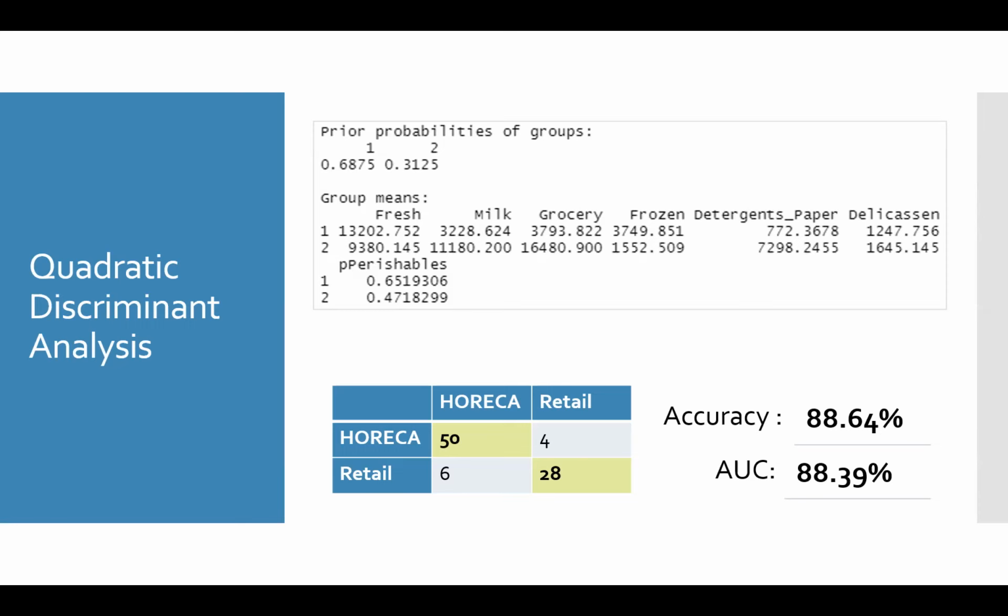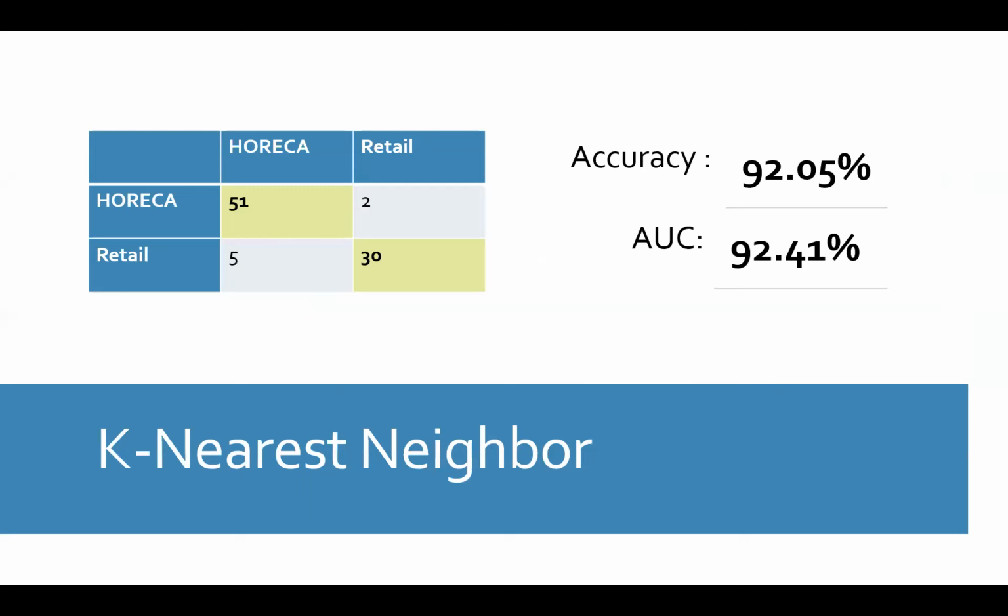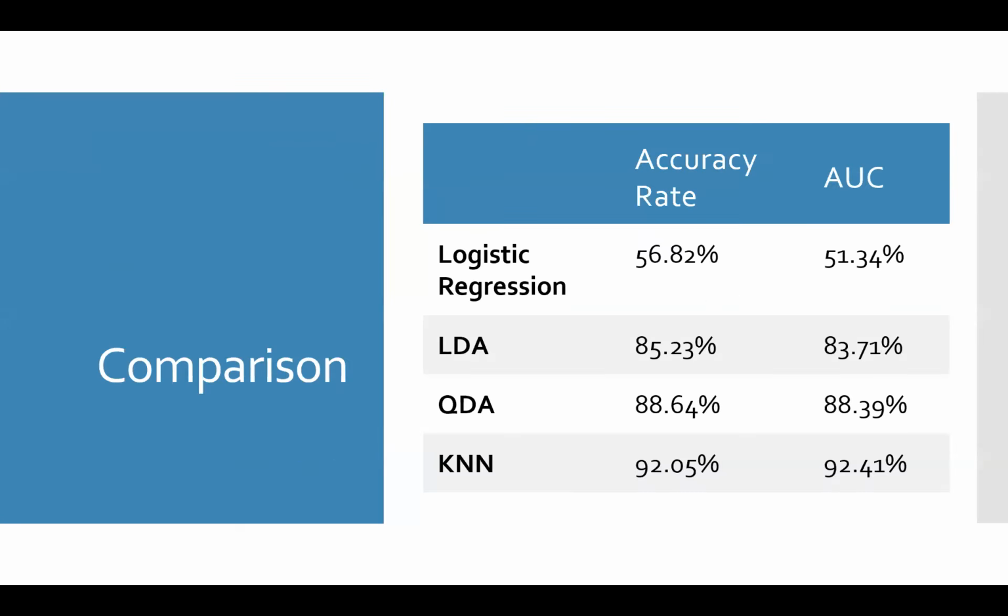Next, I did the KNN. This one was better than all of the previous ones, and it achieved an accuracy of 92.05% and AUC of 92.41%. For this, I just selected 10 as K. I didn't really do any cross-validation, so this could be even better if it's cross-validated, I'm assuming. Finally, to compare all these models, it seems that logistic regression performed the worst, and LDA and QDA performed much better, but the winner here was the KNN based on its accuracy and AUC.